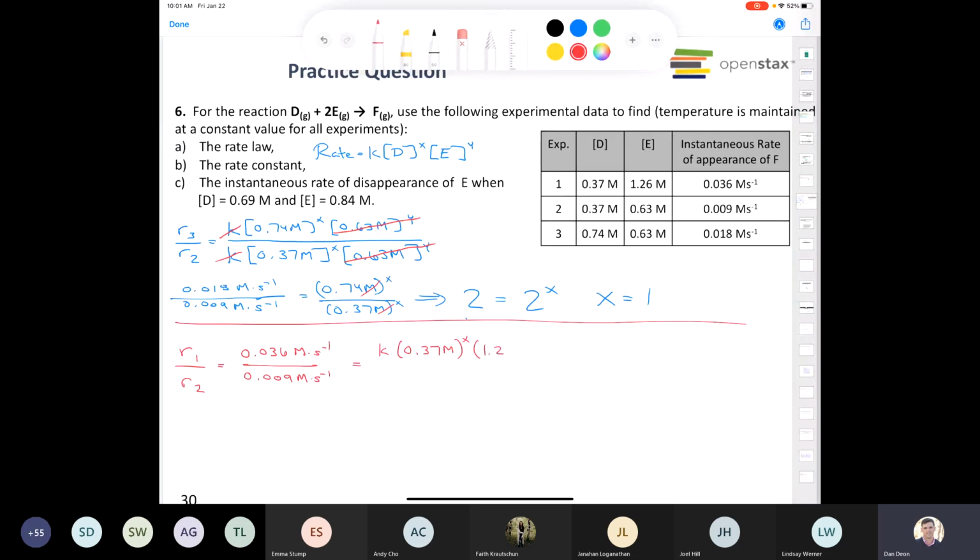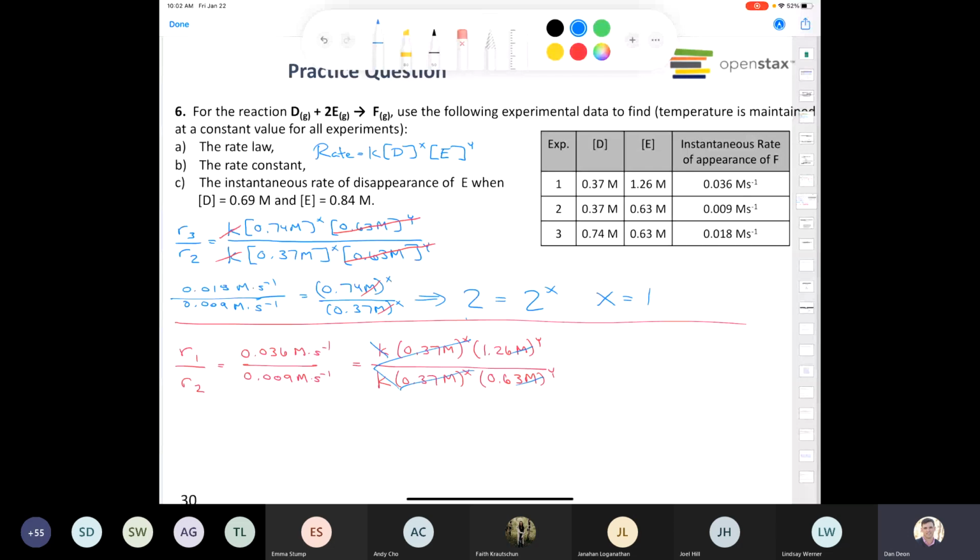Times 1.26, sorry, I left my concentration out. 1.26 molar to the power of Y divided by K, and we have 0.37 molar to the power of X, and we have 0.63 molar to the power of Y. Look at what cancels out. This isn't magic. Look, this is going to cancel. All this is going to cancel.